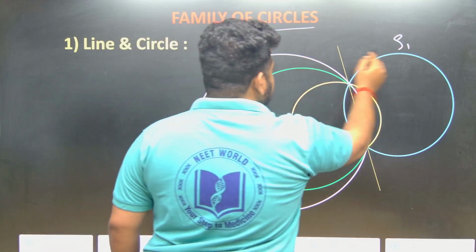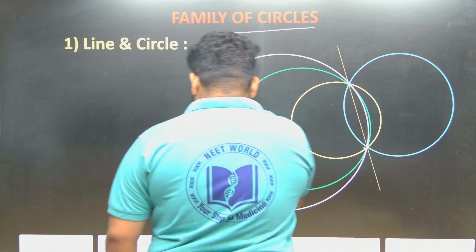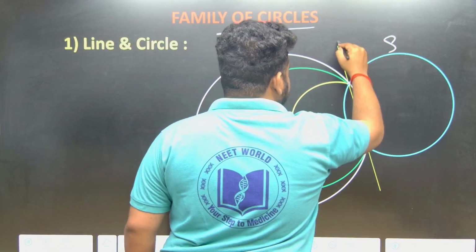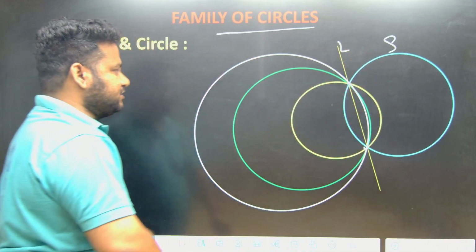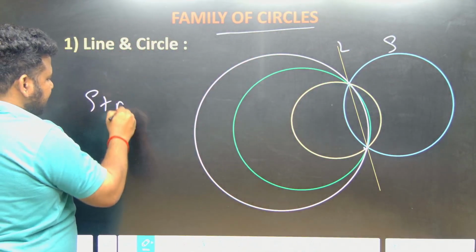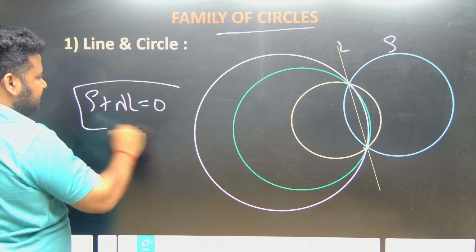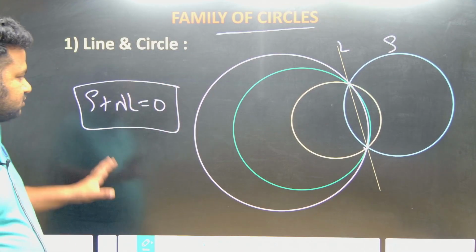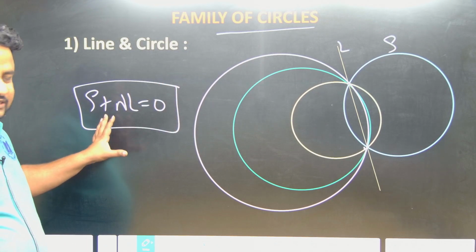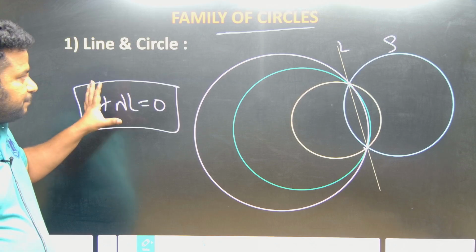Let this be the circle, let this be the line. Then the equation of the family of circles is given by S plus lambda L is equal to 0. So please remember these properties and concepts. Clear? I hope it is clear to all of you.